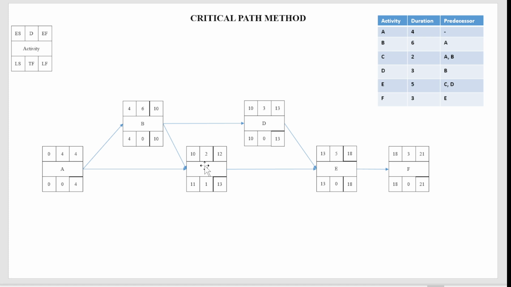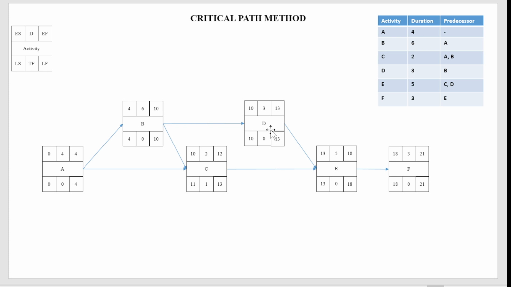Now activity C can only start when both activity A and B are completed. Activity A is completed on the 4th day, activity B is completed on the 10th day. Since C can start only when both are completed, C cannot start on the 4th day. C can only start on the 10th day after B is completed. That is why we copy this value to here. That is what we call forward pass. 10 plus 2 days duration for activity C will be 12. C will be completed on the 12th day.